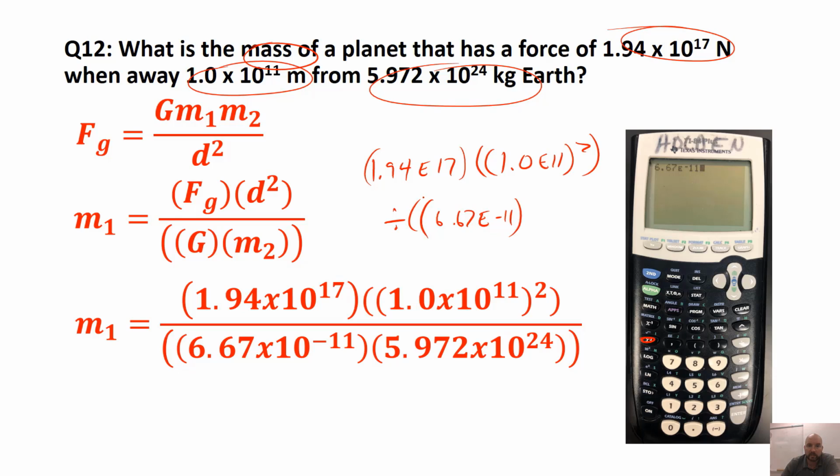parentheses. You're still in the denominator. You have that second parentheses there. Open it. 5.972 E24. Close it. Close it. You just closed off that second parentheses. It's going to keep everything together before it divides. You hit equals. When you hit equals, you should see 4.87 times 10 to the 24th kilograms.